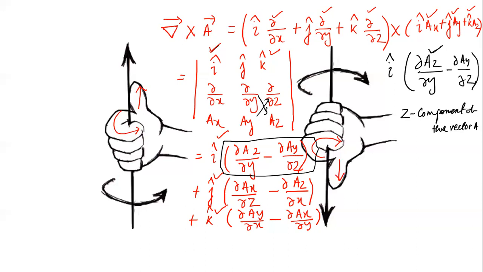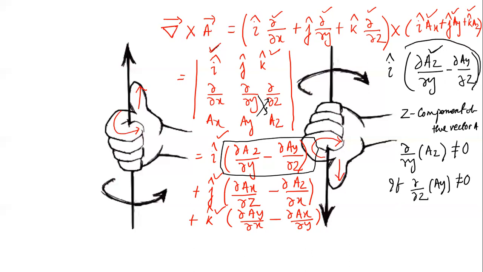Its variation with respect to y, that means del by del y of this z component of the vector, suppose this is non-zero. Non-zero means this Az component is a function of y. Similarly, if del by del z of Ay is non-zero, and they are not equal, then this whole thing will be non-zero and this will exist. The same is applicable for all other terms for j cap or k cap respectively.